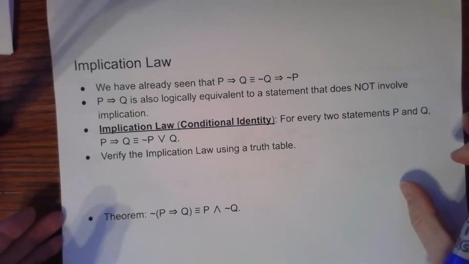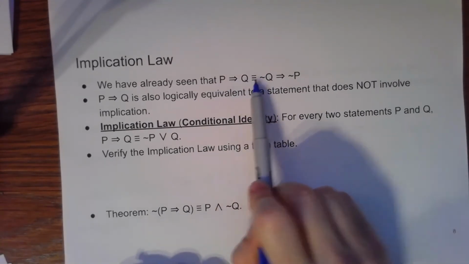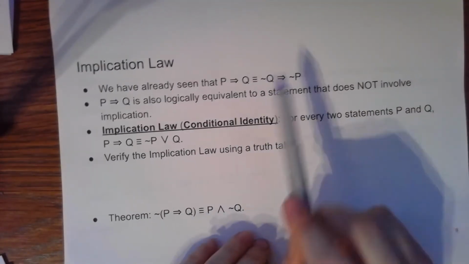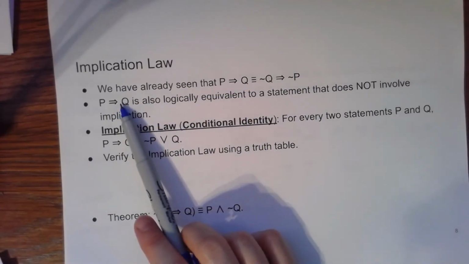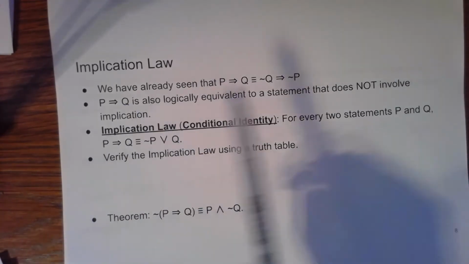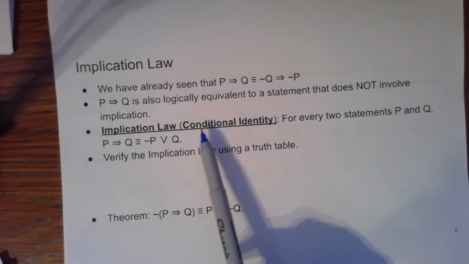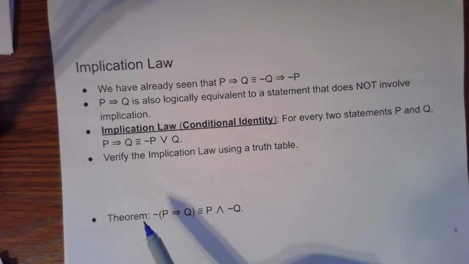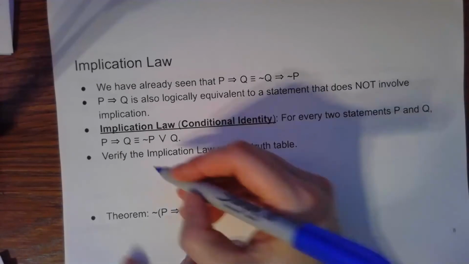Okay, so we just have shown that the implication is logically equivalent to its contrapositive. We have other expressions for P implies Q that are logically equivalent as well, and some of them don't involve implication, like this one. In particular, we have the implication law, also sometimes called the conditional identity, that is equivalent to not P or Q, so not the hypothesis or the conclusion. So these two things always have the same truth value. Let's go ahead and verify that using a truth table.